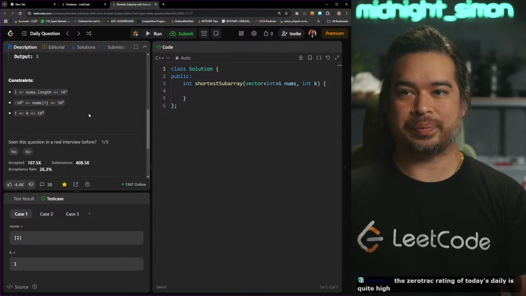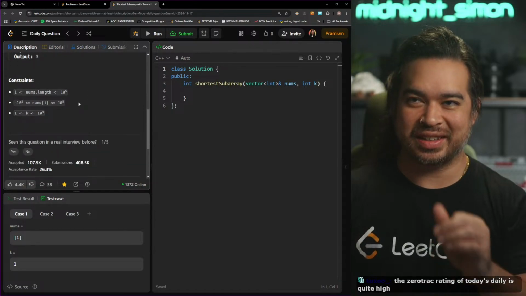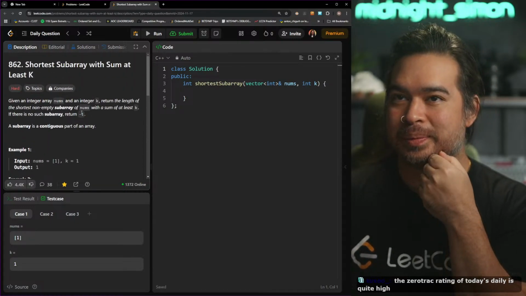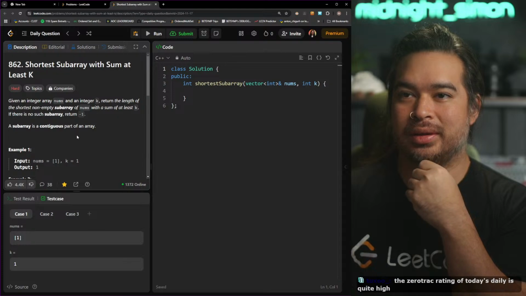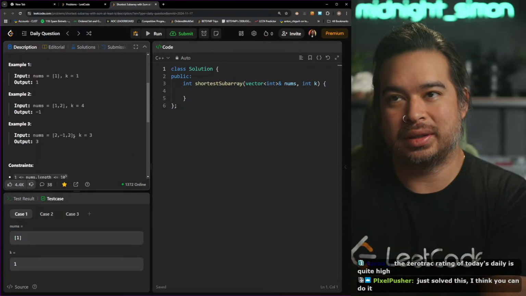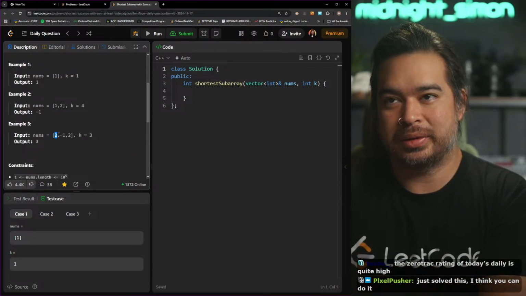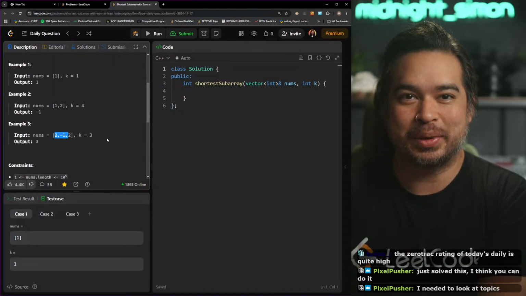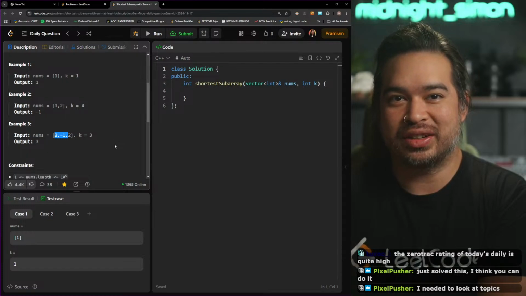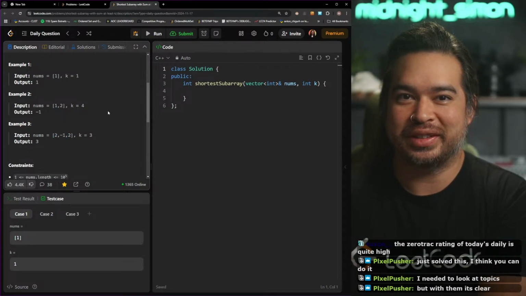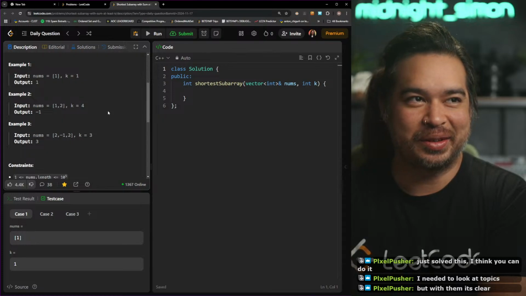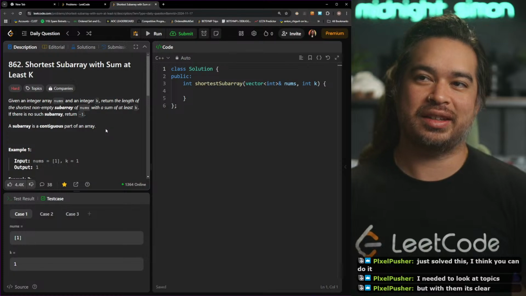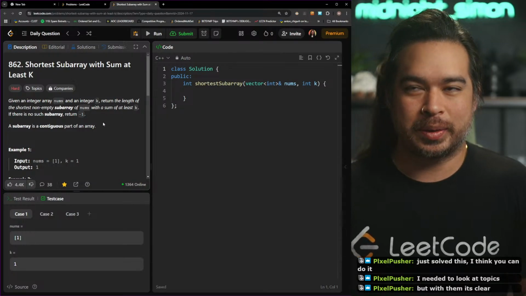Dang. 26%. Oh lordy. Let's see. I don't know. It seems hard just because 26%. Pixel pusher, what's happened? Just solve this. I think you can do it. I need to look at the topics. Alright, well, let's hold off on the hints for now. I'll give it some thoughts for like 10-15 minutes and then we'll see how much progress we can make.